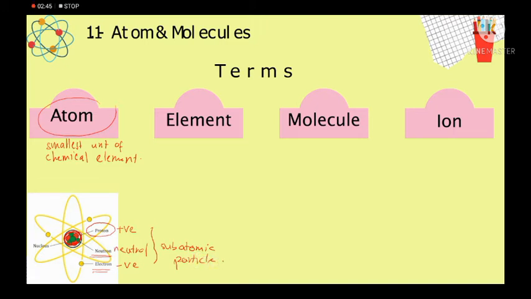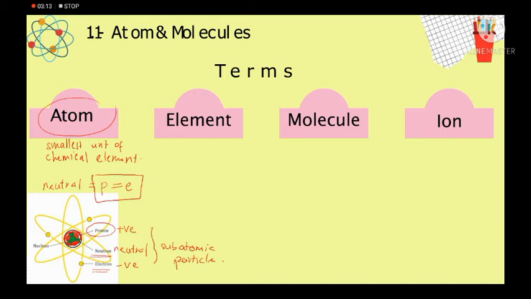You got it? So for a neutral atom, an atom that has no charge, the number of protons should be equal to the number of electrons. This is the basic concept. For a neutral atom, proton number should equal electron number. The amount should be the same. So this is the basic structure of an atom.